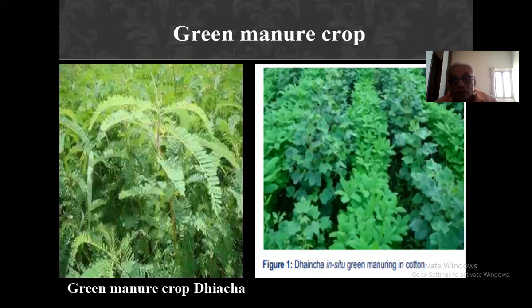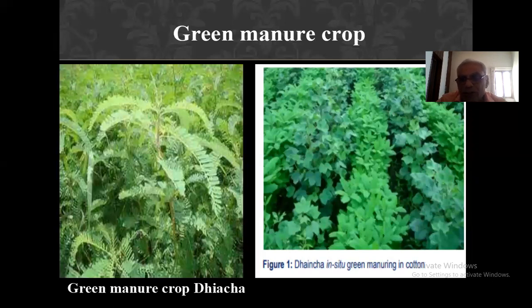You can't grow sun hemp everywhere. Sun hemp can be grown in normal soil, but in problematic soil, alkali soil or sodic soil, it will not germinate properly. So dhencha is a salt resistant crop, and here you can see the growth.